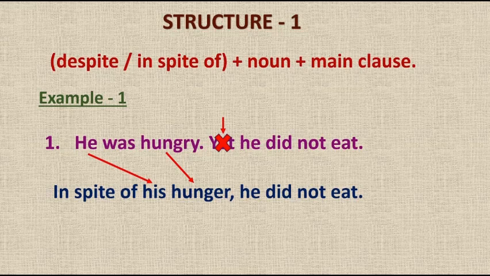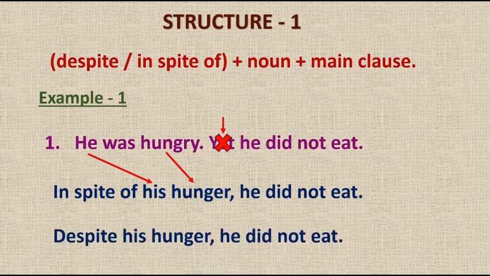And now let us see how to combine the same two sentences using despite. It is very simple. Just remove in spite of, and in place of in spite of, you write despite. Despite is not followed by of. You don't write of. The rest you write as it is. Then the sentence becomes: despite his hunger, he did not eat.